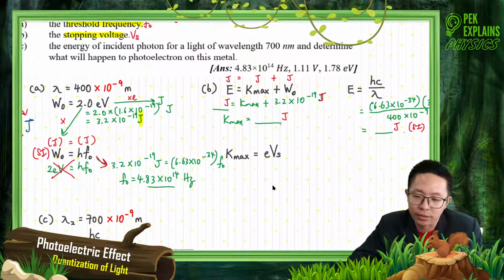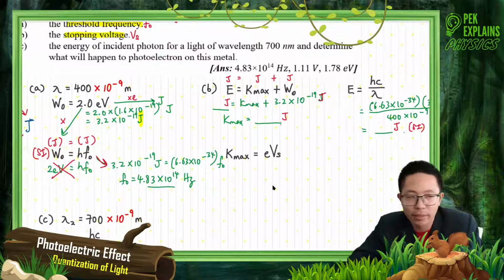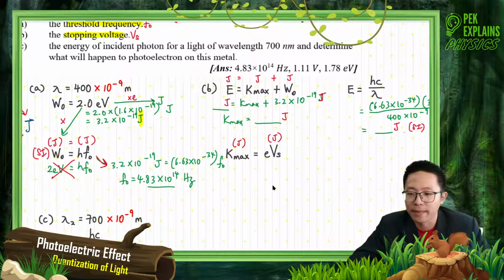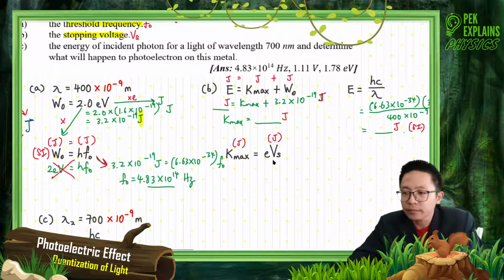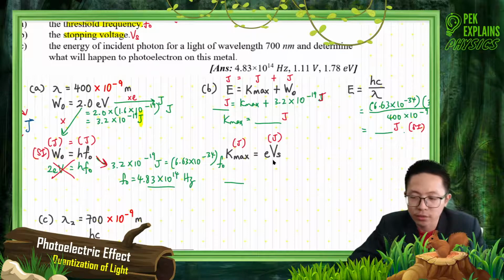This one also, remember Kmax equal to EBS. This one also in unit joule. This one also unit in joule, because energy is in joule. So EBS also in joule. I don't have the answer with me, but you can calculate. Whatever equal to joule. Remember, this one also might be in joule unit.